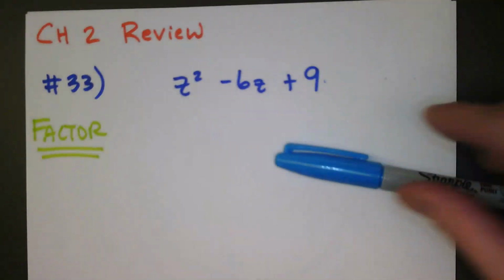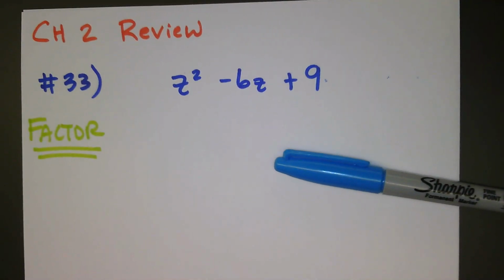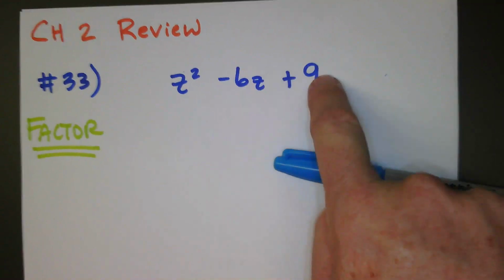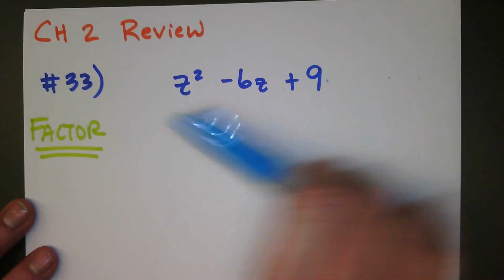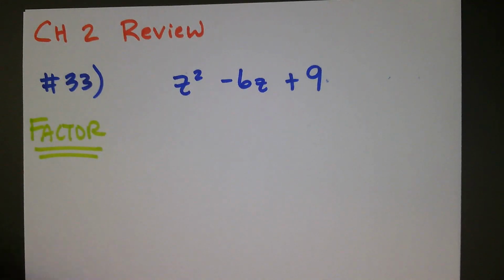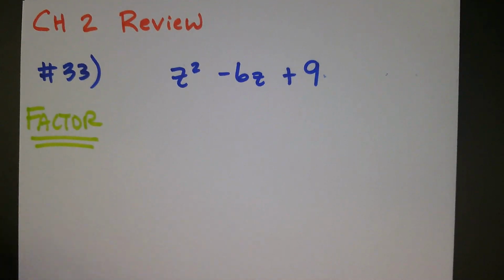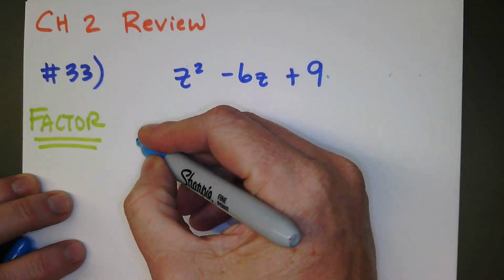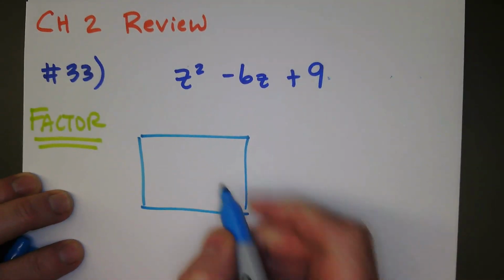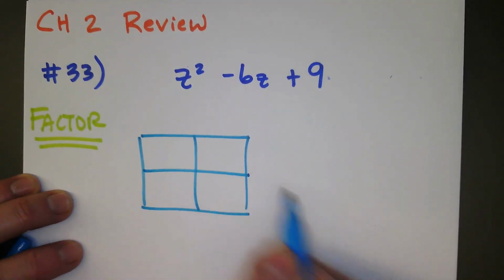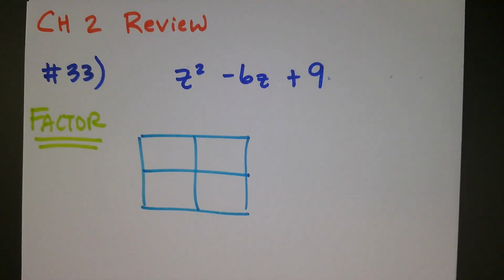Okay, we are asked to factor this quadratic, z squared, z term, constant, on number 33 in the chapter 2 review. I'm going to show you this two different ways. I'm going to first show you with our area model and our diamond problem, because that's kind of how I always show you guys how to factor. And then technically this one can be solved faster with a special pattern, but it's easier to see the special pattern at the end.